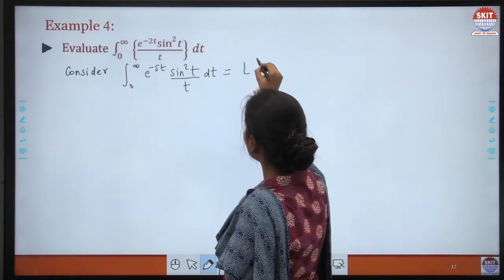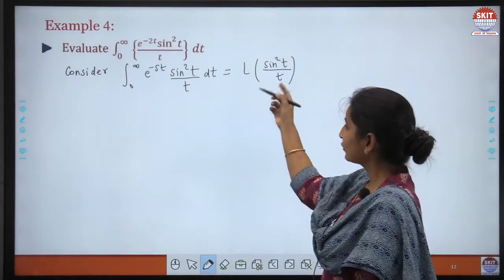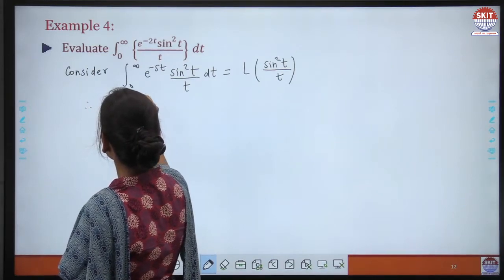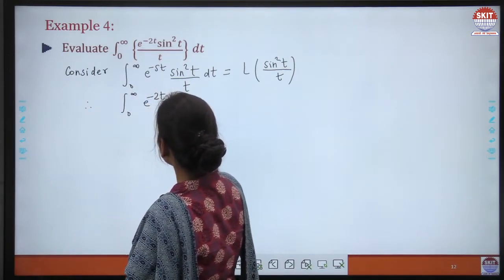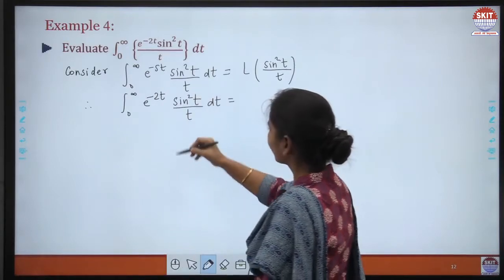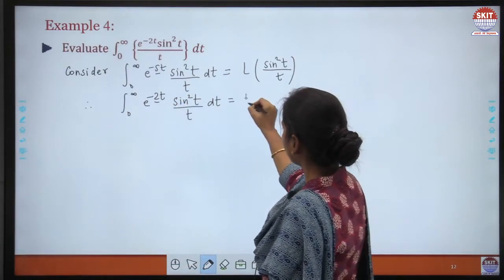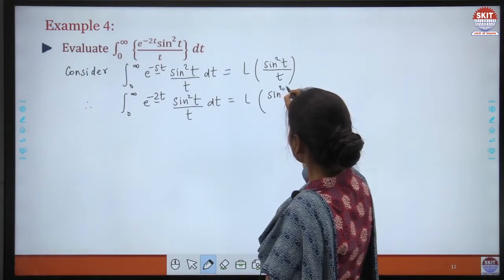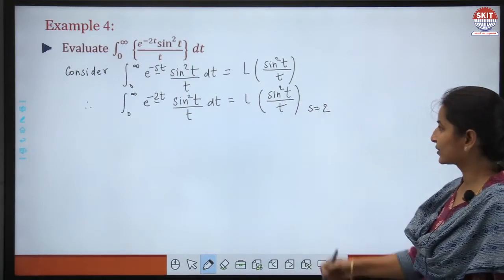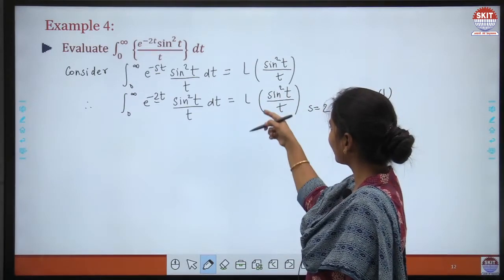So this is definitely Laplace of sine square t by t. Now again, instead of calculating this integral, what I have, so therefore I can write down integral 0 to infinity e to the power minus 2t sine square t by t dt. You can compare these two. They are entirely same, only difference is s replaced with 2 here. So I can write down Laplace of sine square t by t with s replaced by 2 in this expression. To remember this equation, you can number it as 1. Now what I need is Laplace of this complete function.